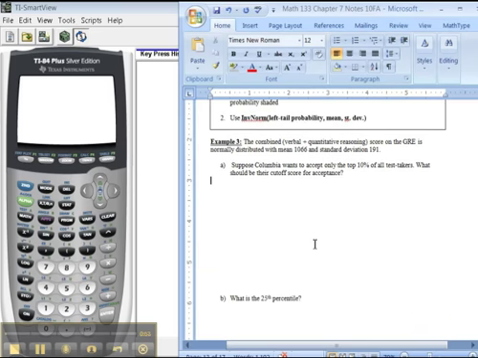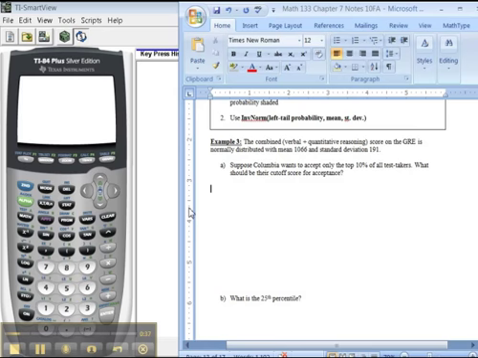Now it says suppose Columbia wants to only accept the top 10%. So this is going to be the top tail. What should their cutoff score be for acceptance? If you remember the normal curve, just keep it in your mind. The top tail would be 10%. What's got to be everybody else? 90%, right? Because the whole curve makes 100%, or 1.